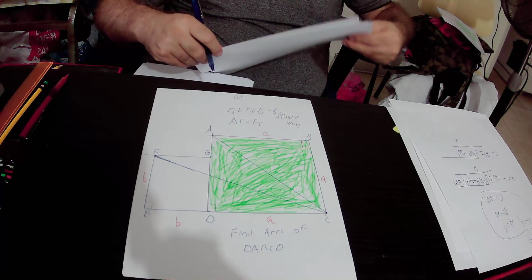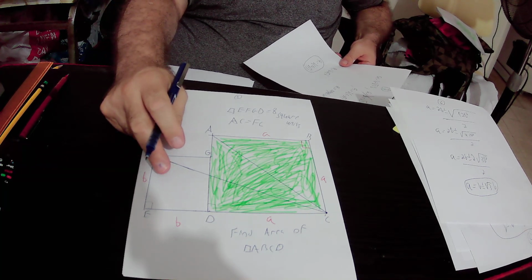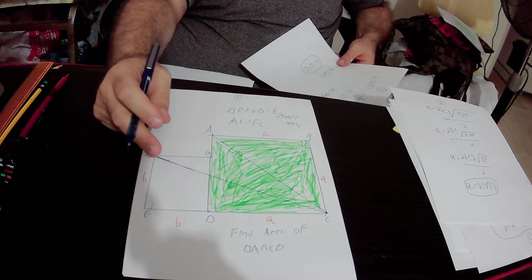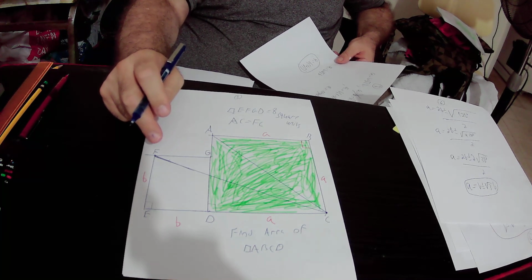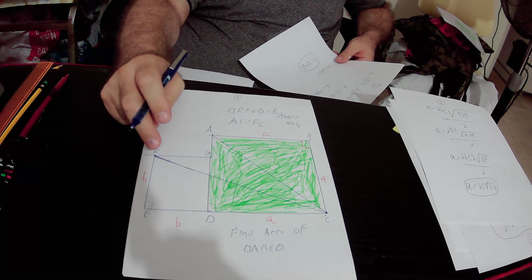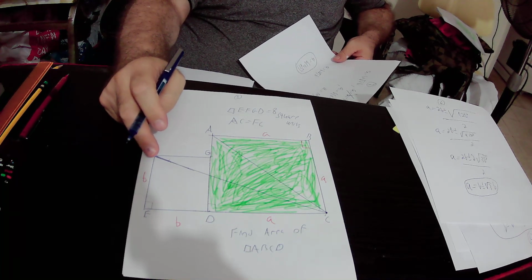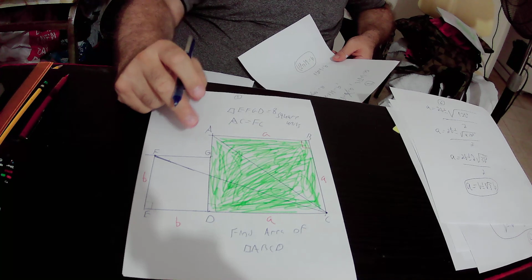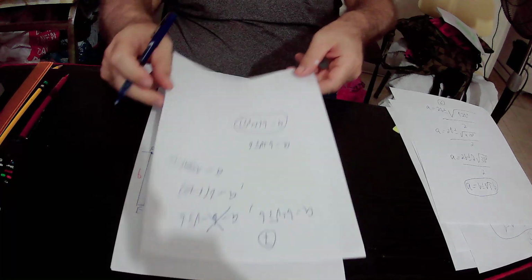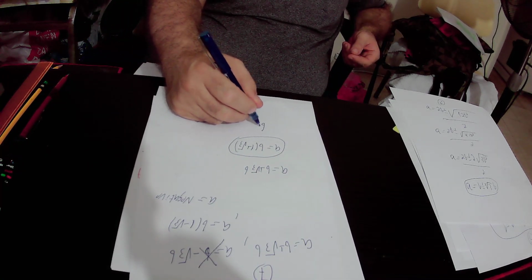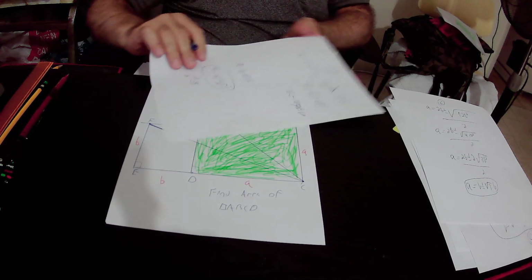But we also know that the area of the small square equals 8 square units. The area of any square equals the multiplication of its two sides. So the area of this square is B times B, B square, equals 8 units. It is given in the question that B square equals 8 units.